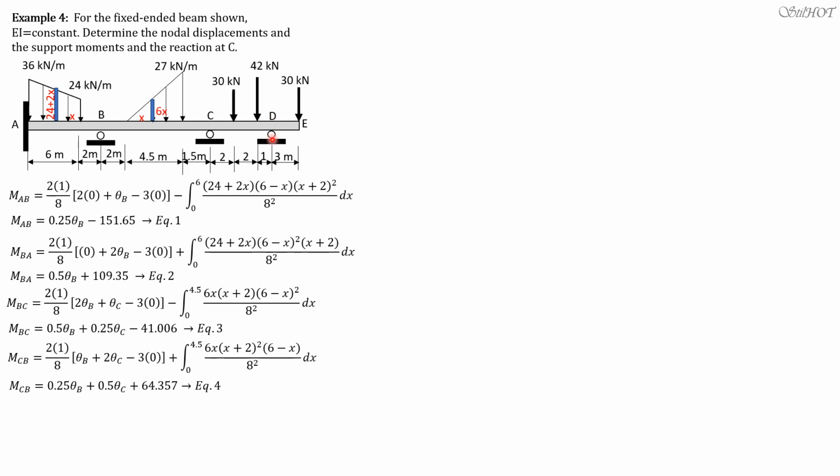By the way, the moment at D is, moment DE is negative 30 times 3, so negative 90, but moment DC is positive 90. Because moment D is negative 90, then moment DC is positive 90.